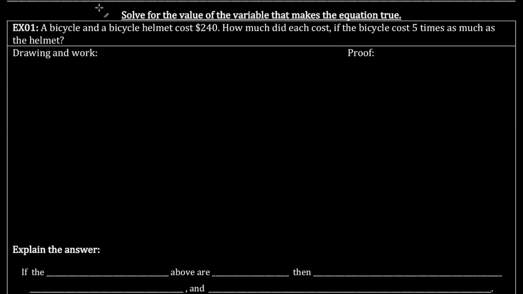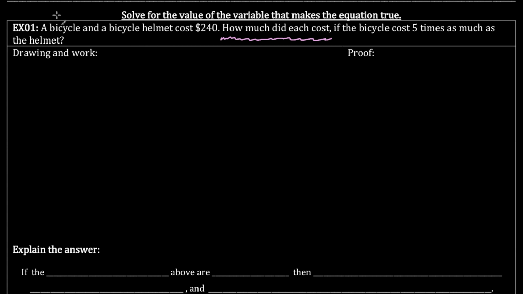You'll see. So a bicycle and a helmet cost $240 together. How much did each cost if the bicycle costs 5 times as much as the helmet? Okay, so let me just make sure I know the question. It's just asking, how much does each cost? So a bicycle and a bicycle helmet.